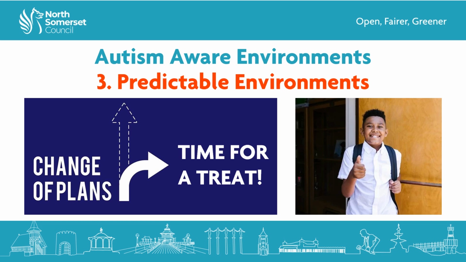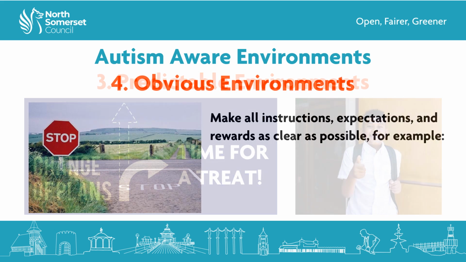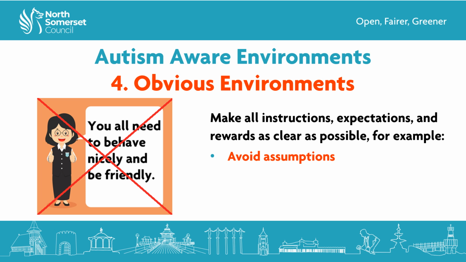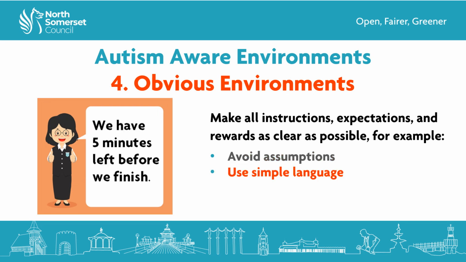The fourth and final example of an autism-aware environment we have for you is to create obvious environments. By this, we mean making our instructions, rules, boundaries, expectations, and rewards as clear and explicit and obvious as possible. We want to avoid giving instructions which require students to interpret or guess what we mean. This includes avoiding assumptions that the student will understand typical social norms or figures of speech by saying things like behave nicely or pull your socks up. For autistic students, it's much better to use simple and plain language. Rather than saying, we are against the clock, we could say, we have 5 minutes left before we finish.